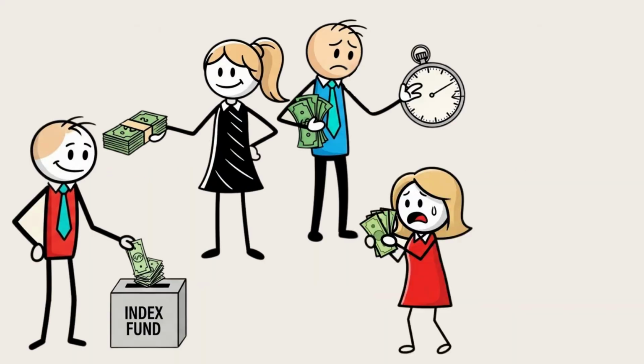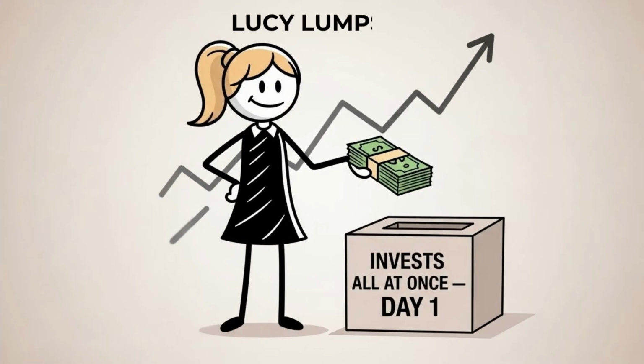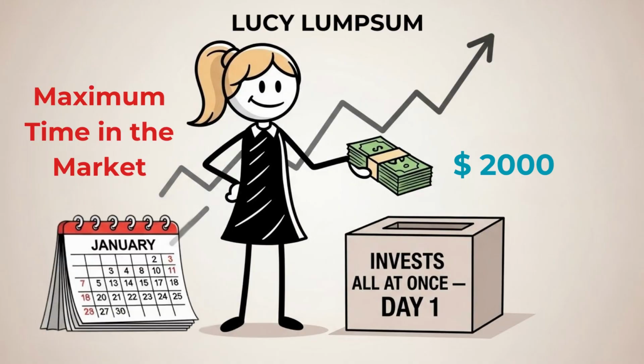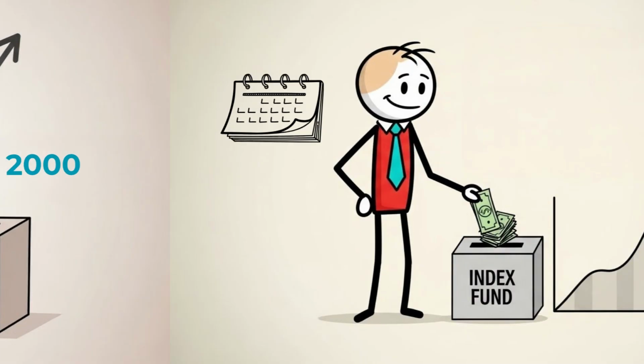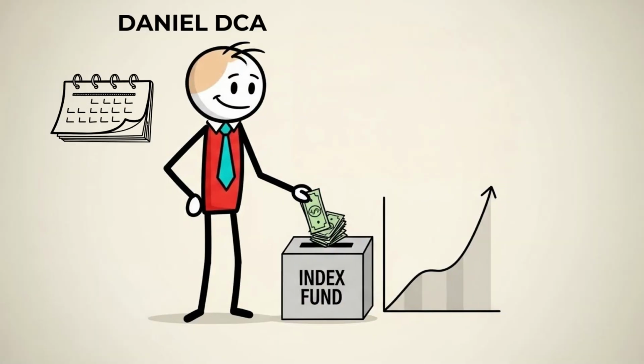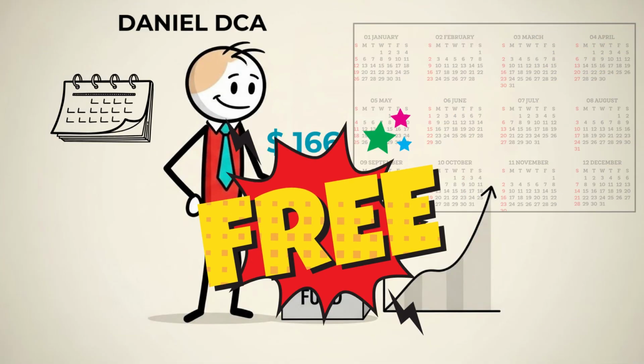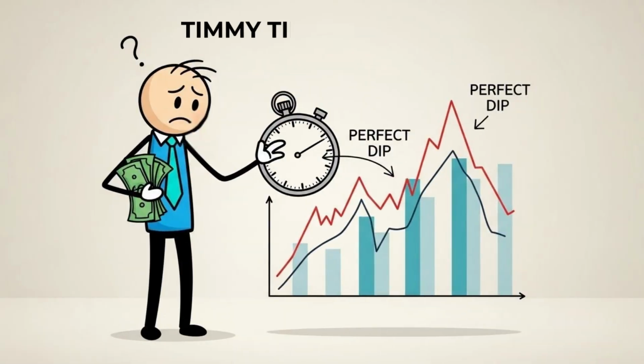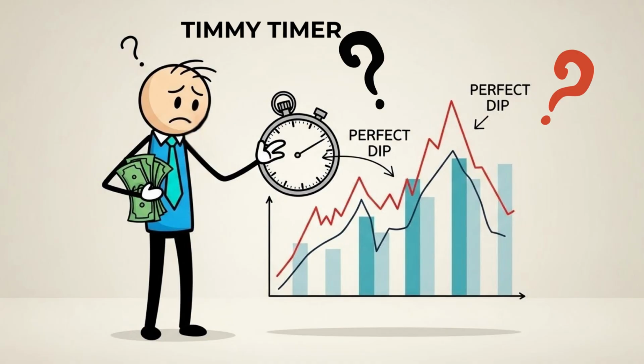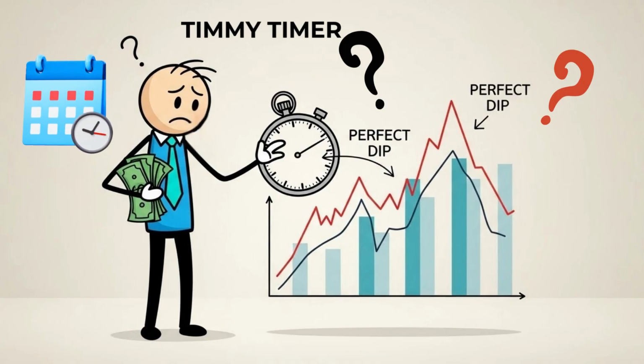Picture 5 of Stickman's friends. 1. Lucy Lump Sum. She invests her $2,000 immediately every January. Her money has the most time to grow. 2. Daniel DCA. He invests $166 each month. Slow, steady, and emotion-free. 3. Timmy. He waits for dips all year long. He usually invests too late.